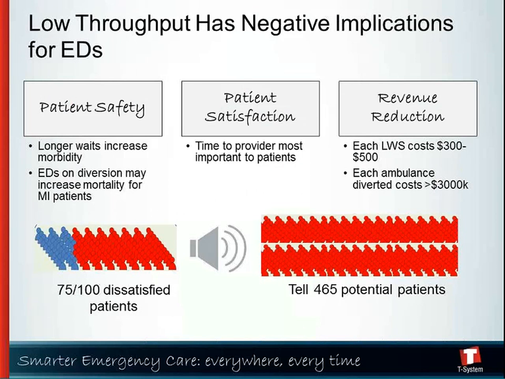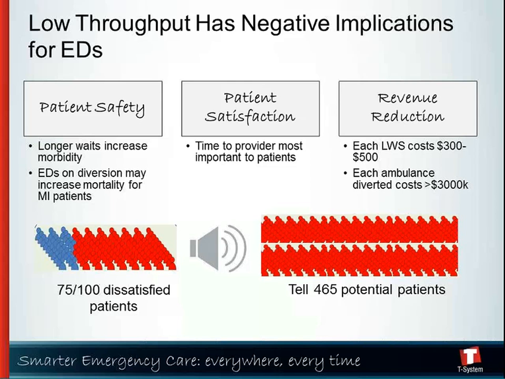So I think we all know that a long length of stay has a number of negative implications, patient safety being first and foremost. We all know that longer waits increase morbidity. And you may have seen the study that showed that emergency departments who are on diversion for several hours have higher morbidity and mortality relating to acute MI at 30, 90 days, 9 months, and 1 year.